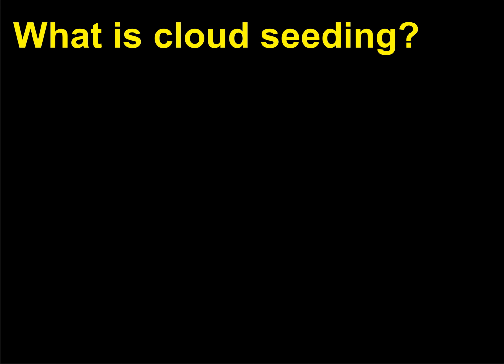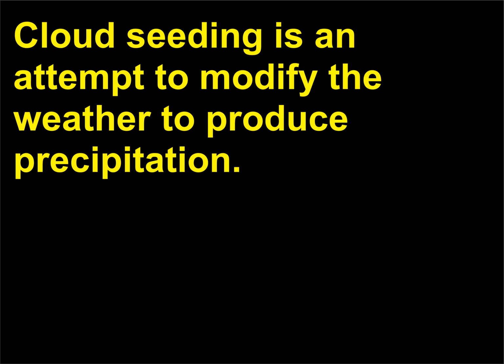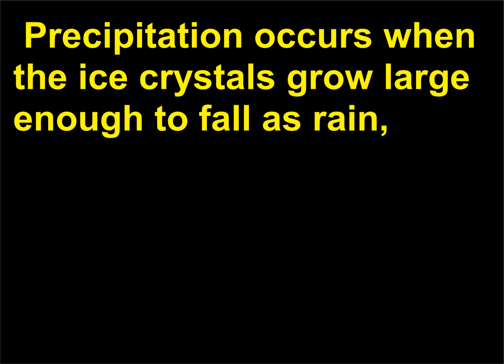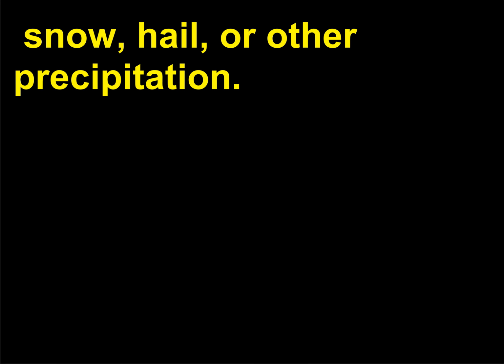What is cloud seeding? Cloud seeding is an attempt to modify the weather to produce precipitation. A cloud contains water droplets and ice crystals. Precipitation occurs when the ice crystals grow large enough to fall as rain, snow, hail, or other precipitation.